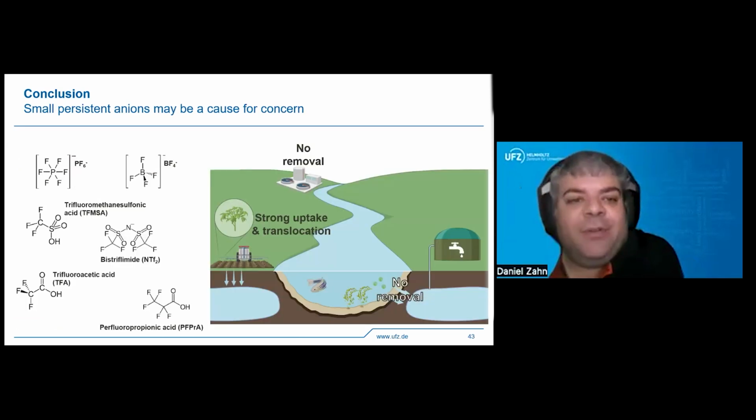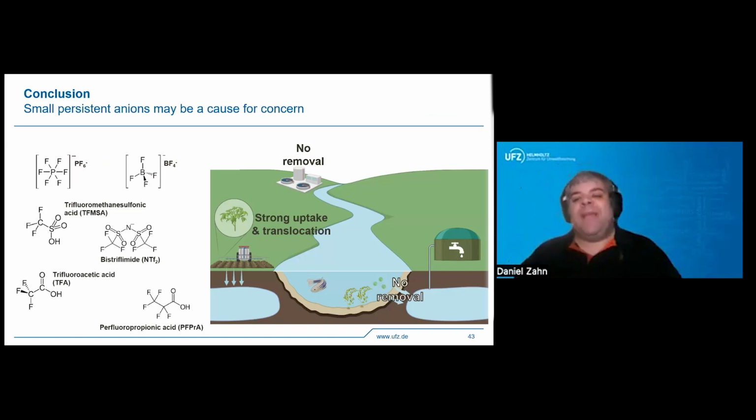And the final thing I want to talk about is there were a couple of chemicals that popped up again and again throughout the water cycle we discussed today. They showed poor removal during advanced water treatment, poor removal during bank filtration, strong uptake to plants and translocation to edible parts. They had a high potential to reach groundwater. They were present in drinking water.